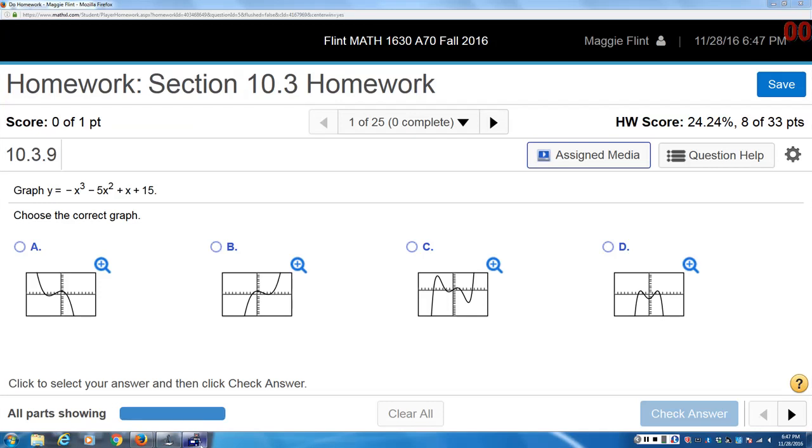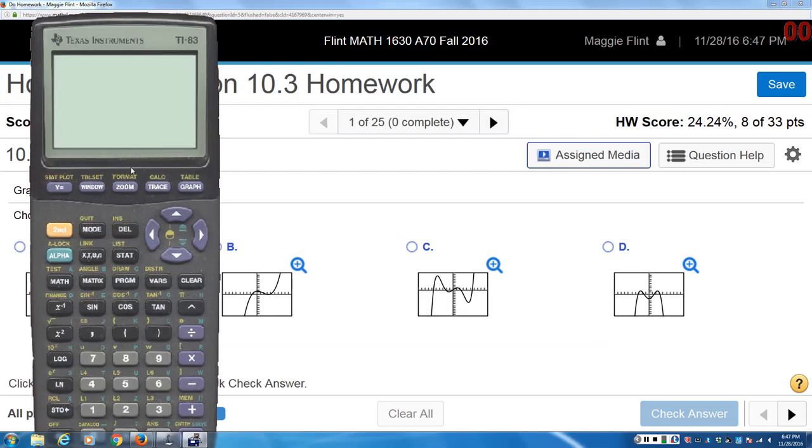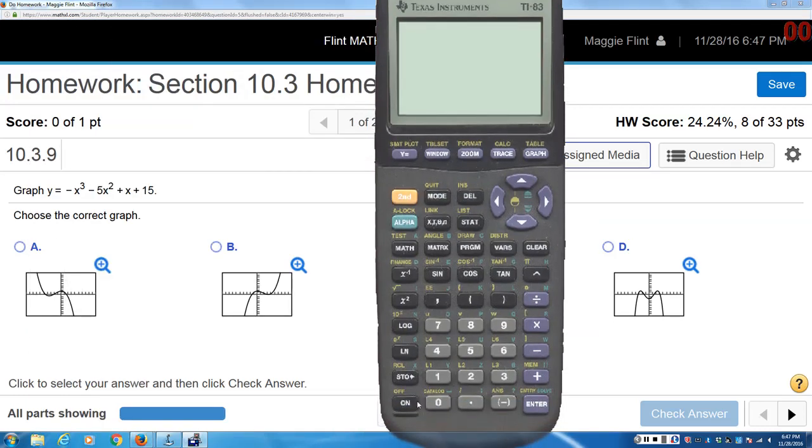Okay, it's going. So here we've got the graphing calculator. Going to go to y equals, clear off everything that's there. And y equals negative x raised to the third power minus 5x squared plus x plus 15.